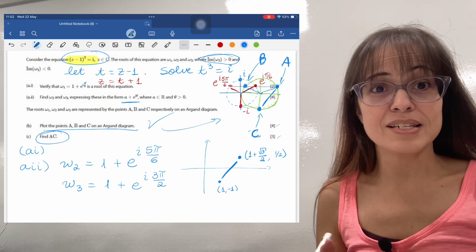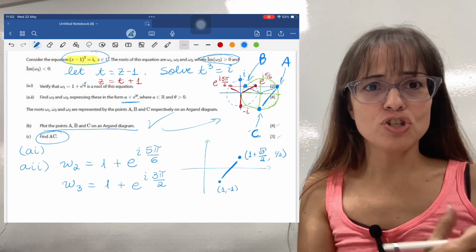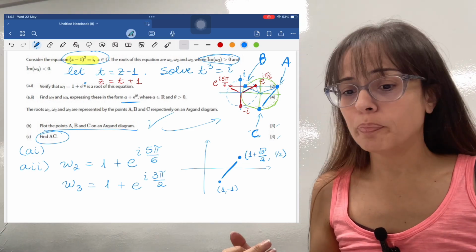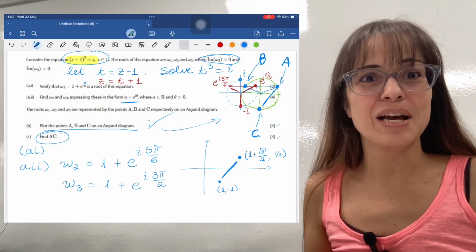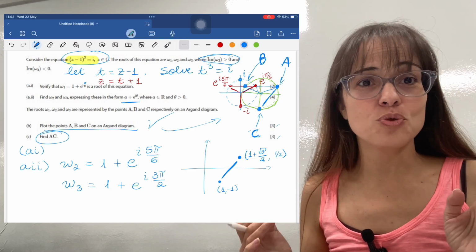13 marks in a question 12. We did this in seconds after having just talked about it for an hour. I know, but this hour is preparation. It's study time. It's not exam time. So take the knowledge with you.